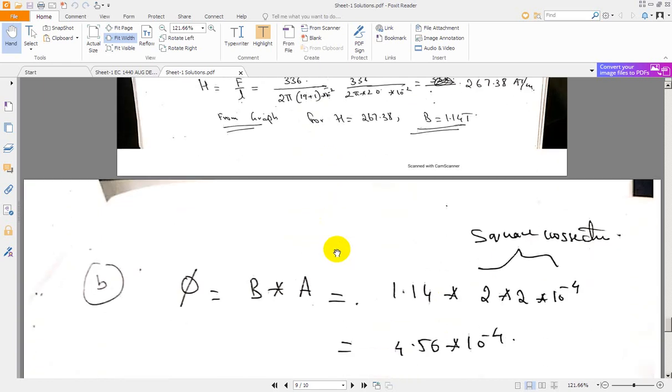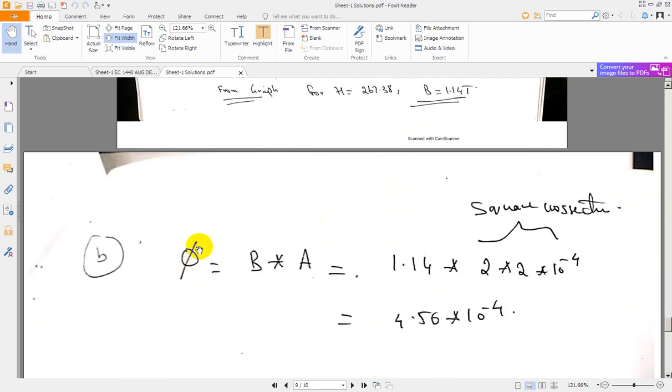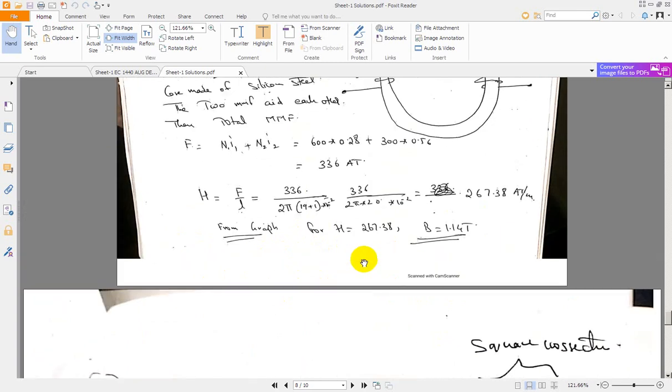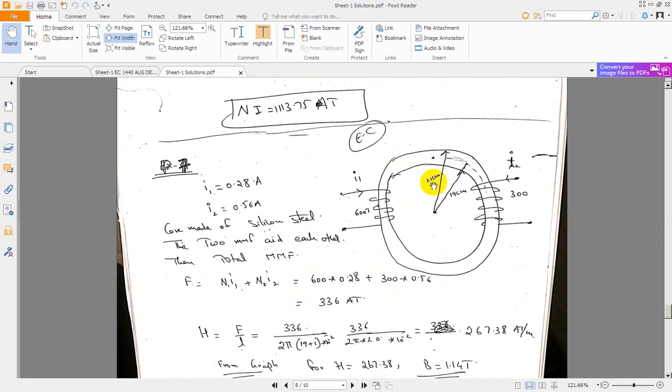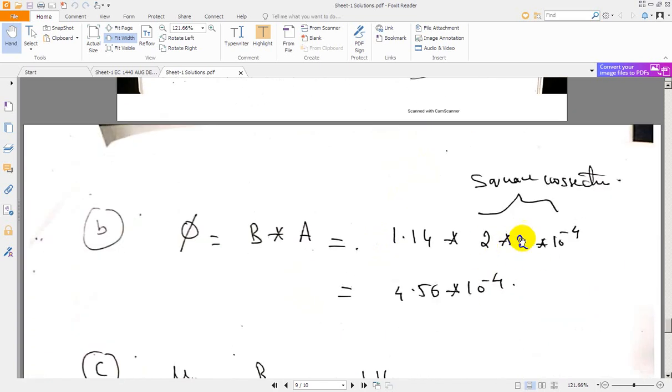The next thing is we need to calculate the flux. Flux is equal to flux density into cross sectional area. Flux density is 1.14 into the square cross section. If I cut this, the cross sectional face will be in the form of a square. This is 19 and this edge is 21, so this thickness is 2. If this is 2, the depth will also be 2 as it is a square cross section. So the cross sectional area will be 2 into 2, converting into meters 10 power minus 4. This will be 4.56 into 10 to the power of minus 4 flux.